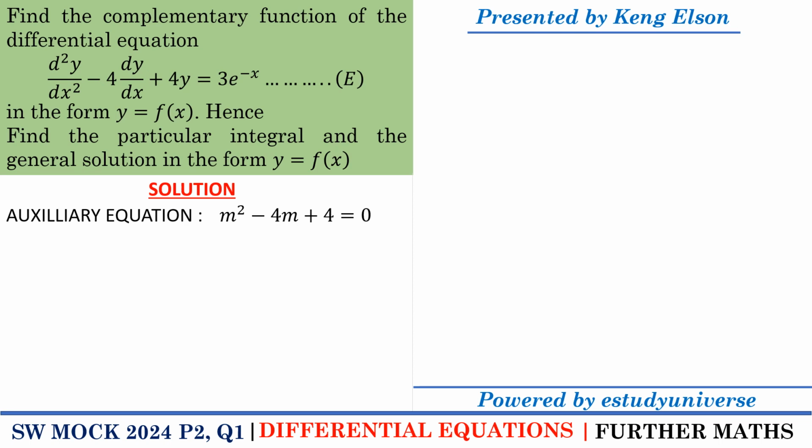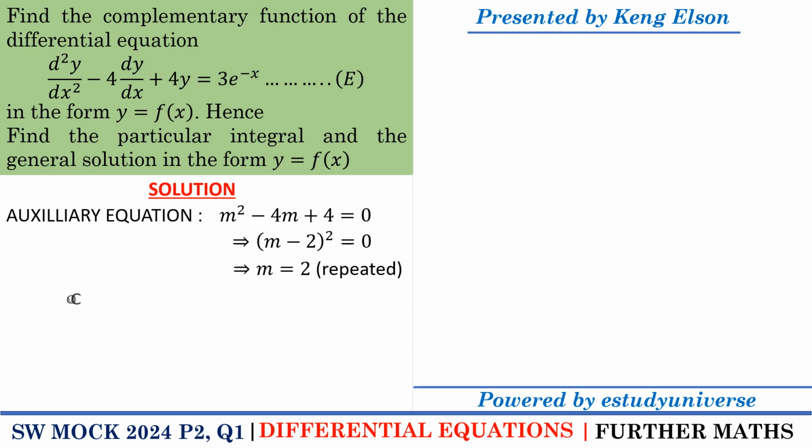Now you need to solve the auxiliary equation, and the nature of the roots of the auxiliary equation will tell you more about the exact format of the complementary function. To solve this quadratic equation, we can identify that this quadratic expression is a perfect square, which is m minus 2 all squared. When we solve, we have m equal to 2, and it is a repeated root because it is squared. So we have m equal to 2 and m equal to 2. We'll just write m equal to 2.